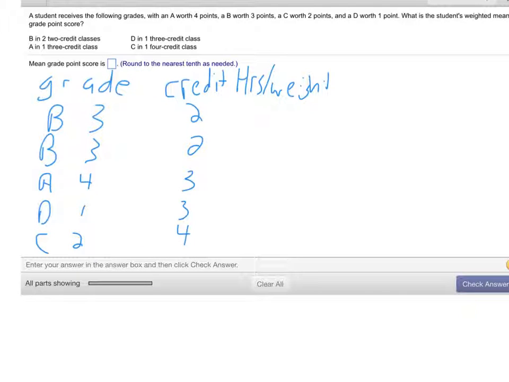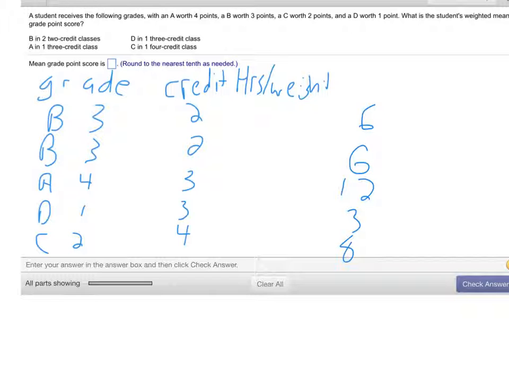And so now we have to find the product of these two, and that'll give us this column here. If I multiply these, that'd be 6, 6, 12, 3, and 8. What I was doing here is multiplying the value of the grade for a B times the number of credit hours. That gave me the two 6's, and here's where I get 4 times 3 is 12, 1 times 3 is 3, and finally 2 times 4 is 8.